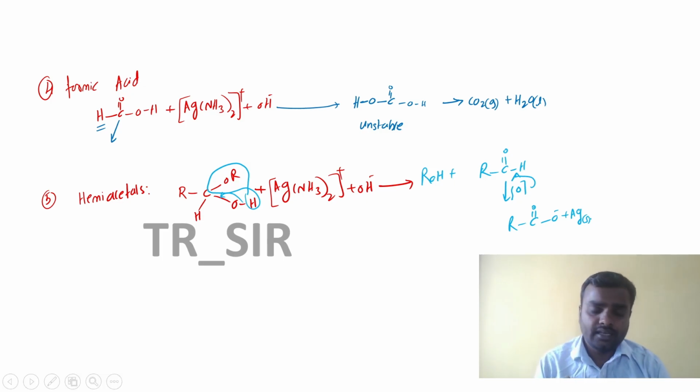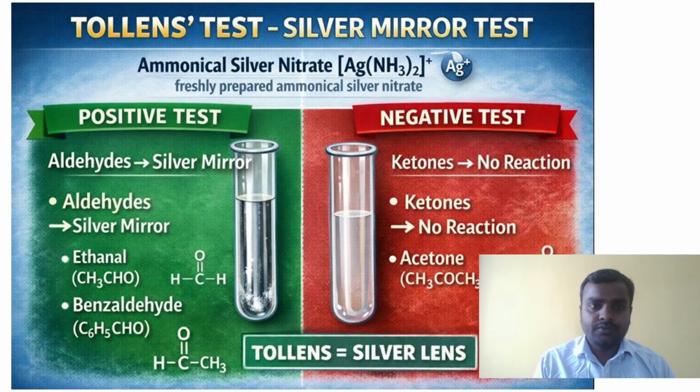So these are the five types of compounds that can give the Tollens reagent test. Now we can see a brief slide.